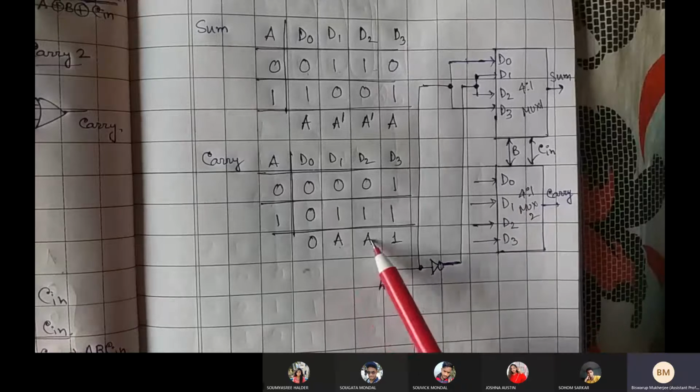Similarly, here for carry generation, D1 and D2 should be connected with A. So again, I'll be shorting these two and connecting them with A. Right? What else do I need to do? D0 should be grounded, or logic 0. So it would be logic 0. And D3 should be connected with VDD. So logic 1.